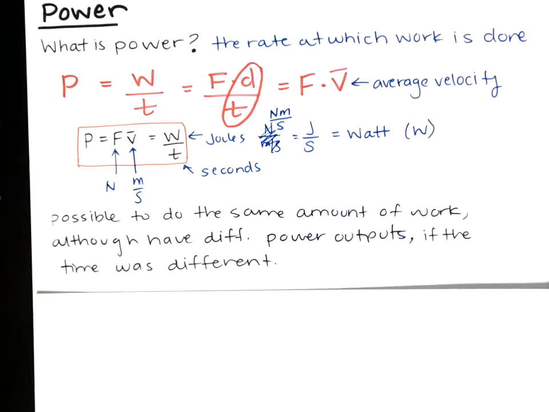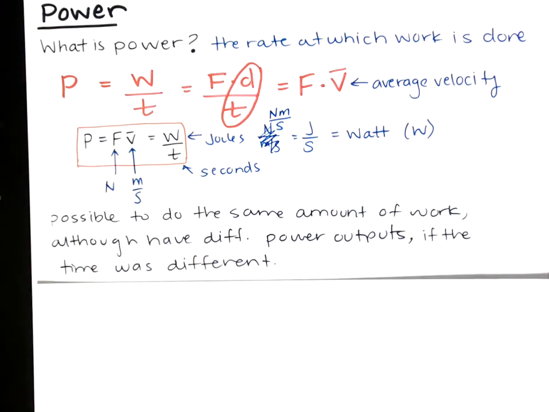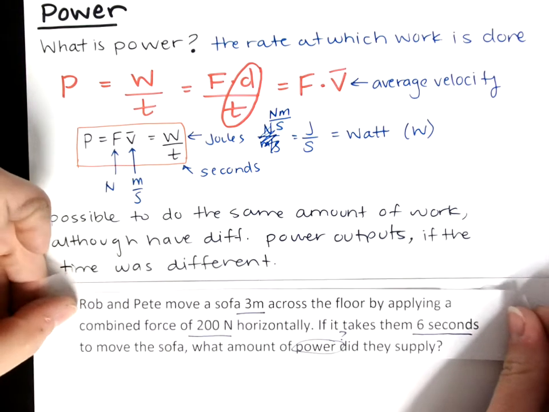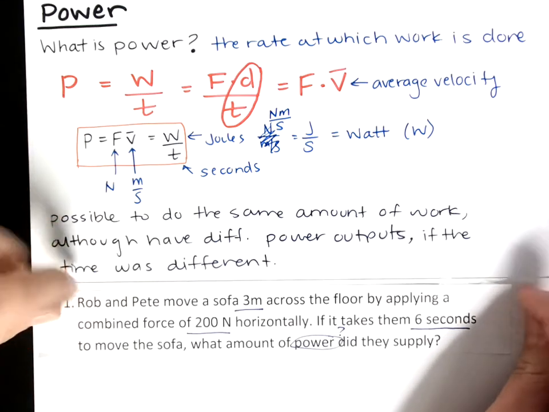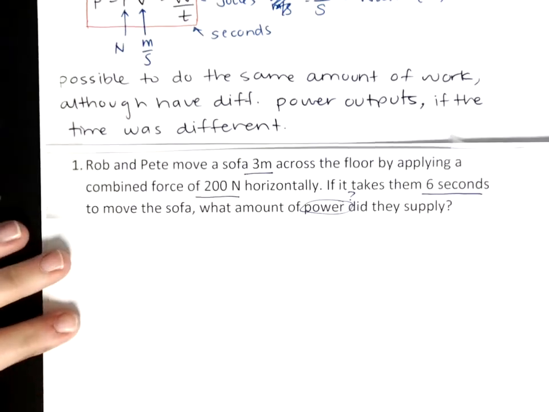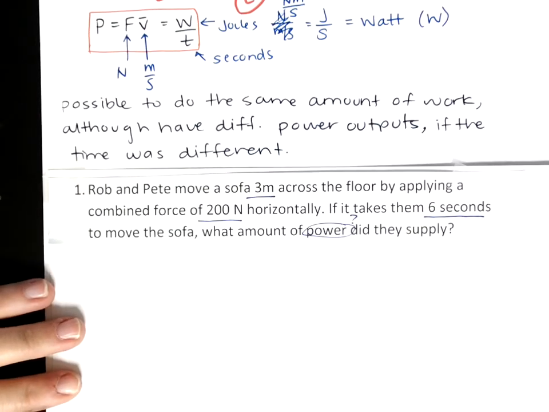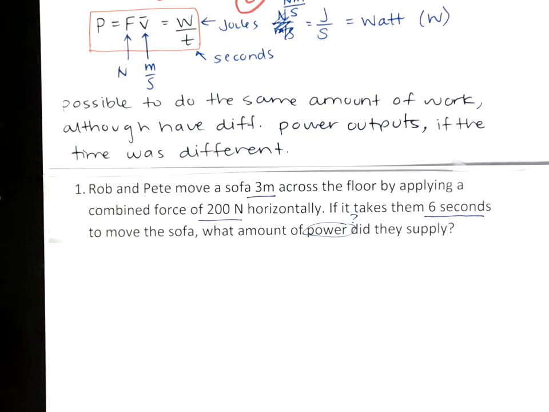Okay, for our first example, and if you need to pause the video to write down the question first, please do. Rob and Pete move a sofa 3 meters across the floor by applying a combined force of 200 newtons horizontally. If it takes them 6 seconds to move the sofa, what amount of power did they supply?